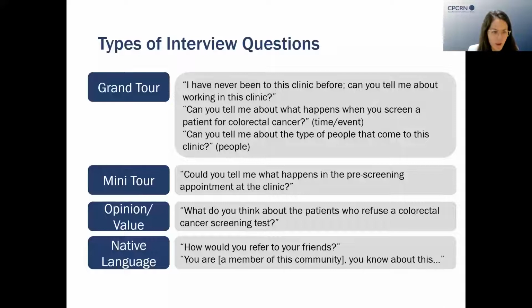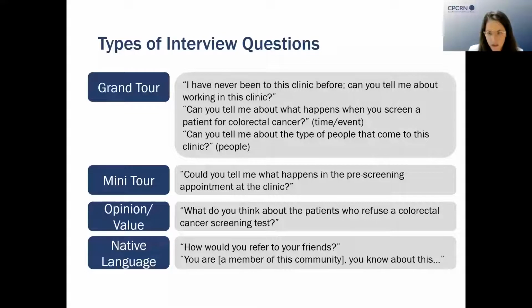Opinion or value questions are fairly self-explanatory. They're used to understand how people interpret specific events or issues, and it will reveal their opinions or norms or values about the topic. So what do you think about patients who refuse a colorectal cancer screening test? This is the example I have here.